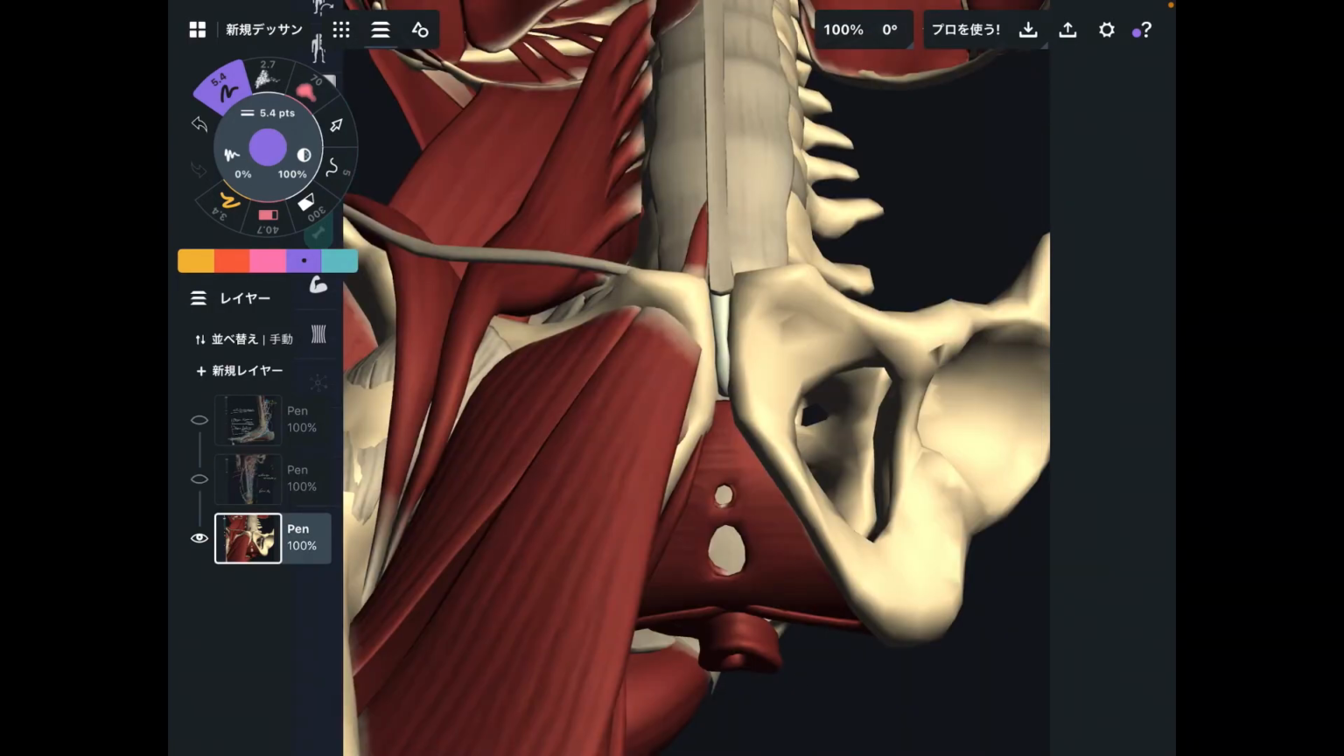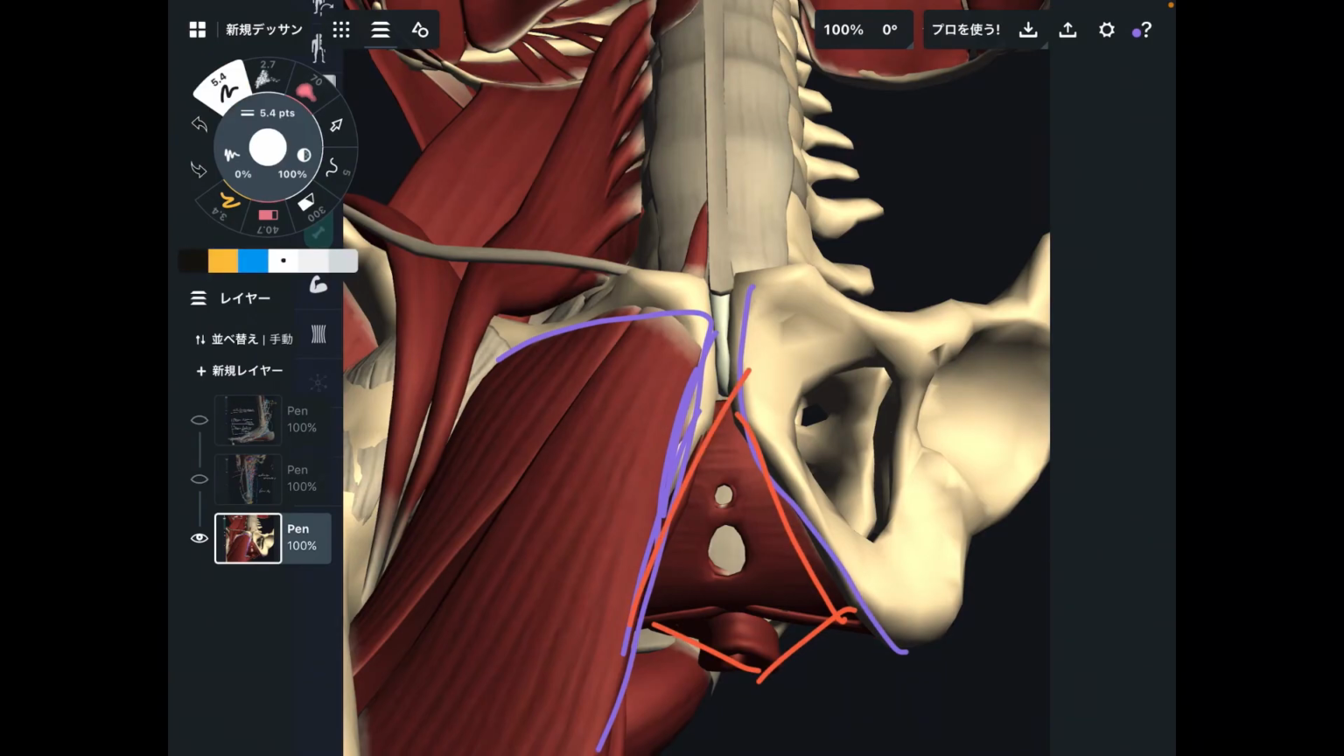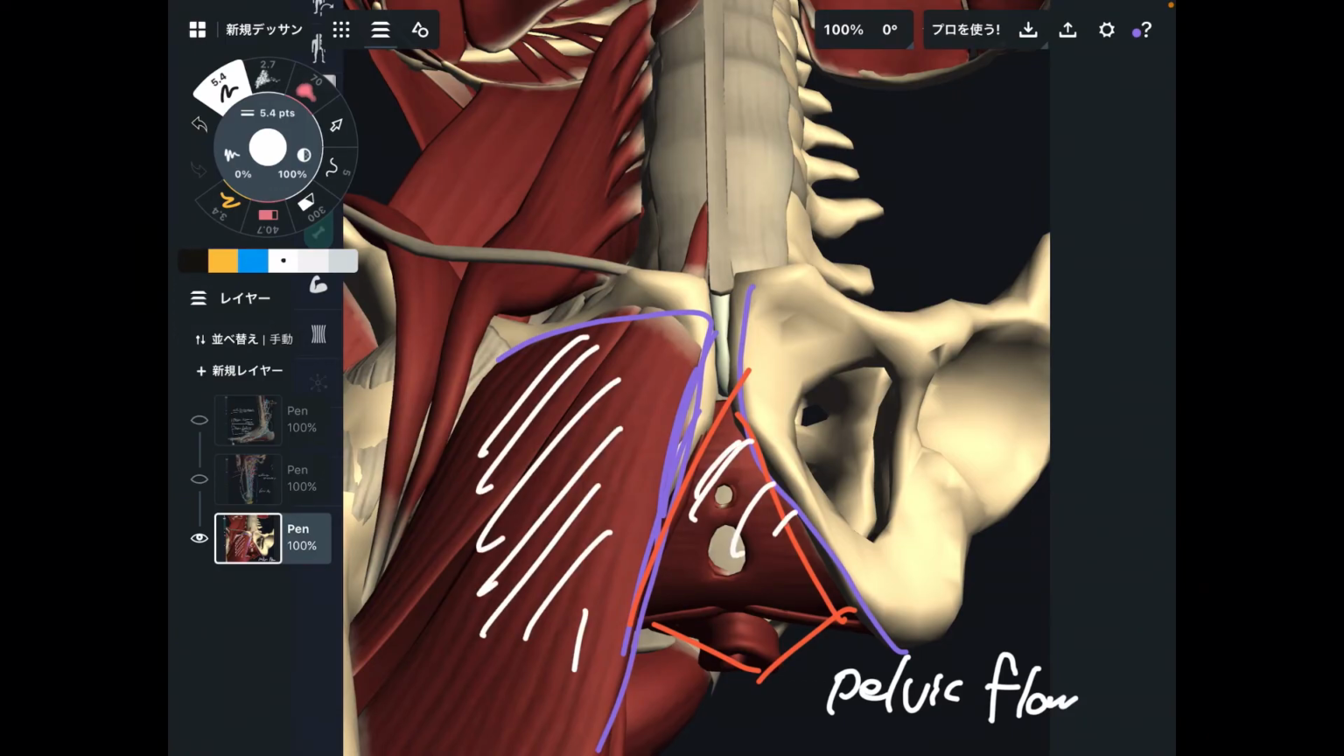This is slightly inferior view. These are adductor muscles. They are very close to pubis and ischium. Look at this part. This is pelvic floor. Pelvic floor, very deep structure. Adductor muscles to pelvic floor. What is function of pelvic floor? Well, there are basically two main functions. One function is stability. Stability and mobility.